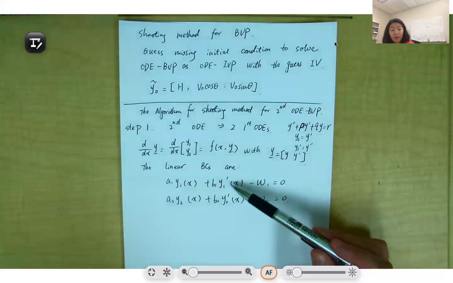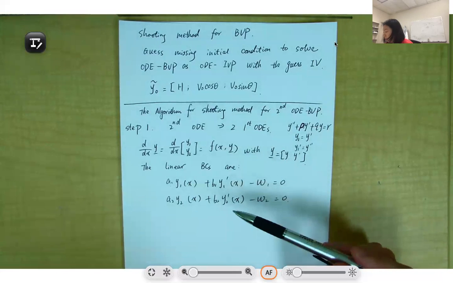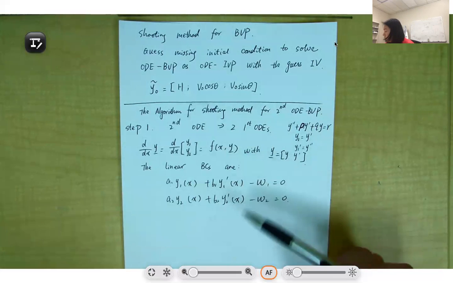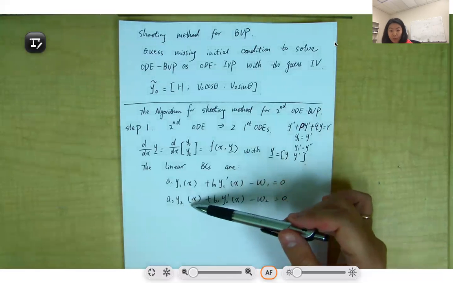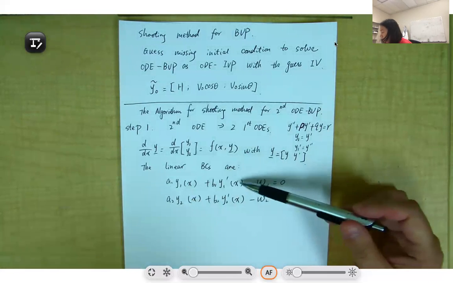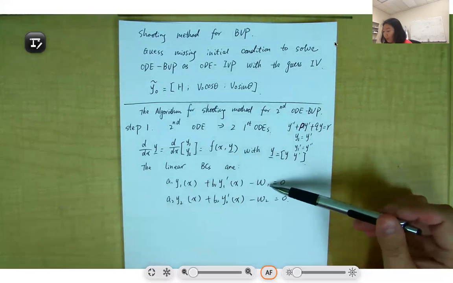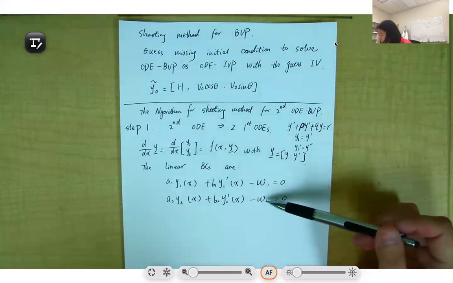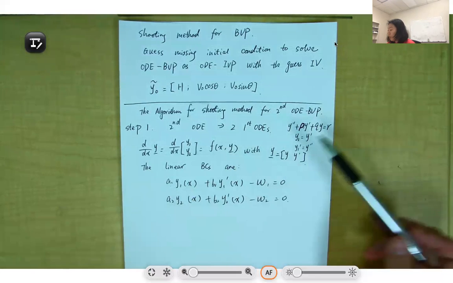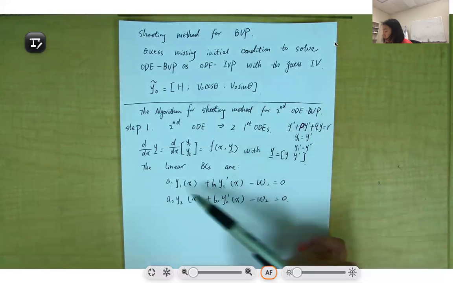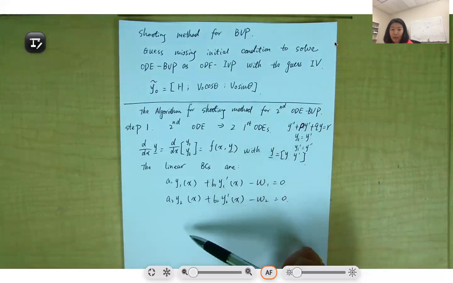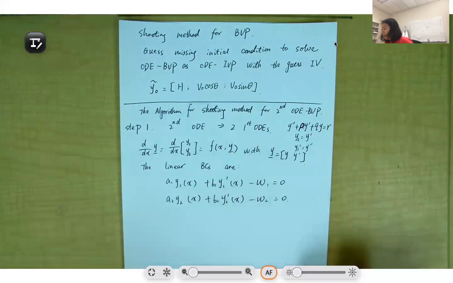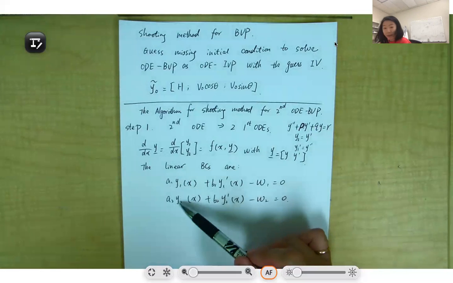Or you can have only y1 prime, which is Neumann boundary conditions, so that the a1 y1 and a2 y2 terms will equal 0. Then y1 prime will equal w1 divided by b1, and y2 prime will equal w2 divided by b2. Or you can have a mix, like y1 and y2 prime, or y1 prime and y2. Let's first assume we only have y1 and y2.